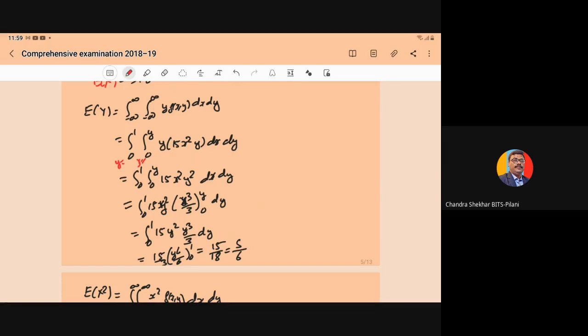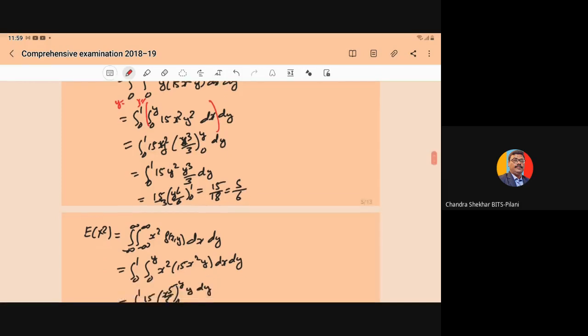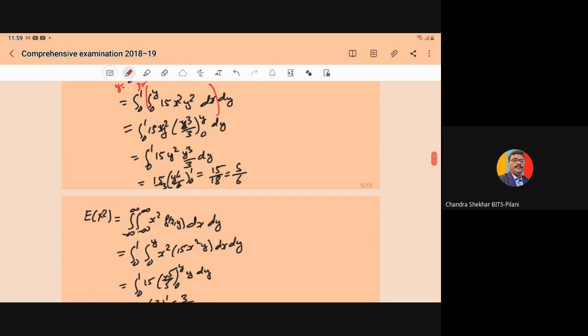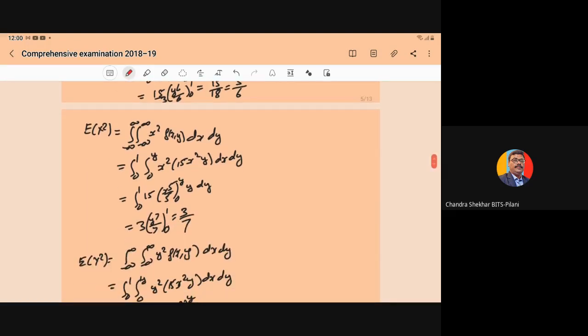First we integrate with respect to x, then we integrate with respect to y. So here you will get integral 0 to 1 of 15y² and x³/3, limit 0 to y, which will give you integral 0 to 1 of 15y² into y³/3 dy, which on integration will give you 15/3 y⁶/6, limit 0 to 1, or 15/18, or 5/6.